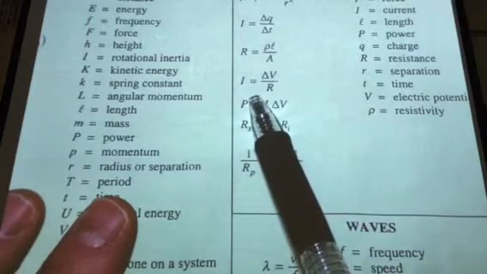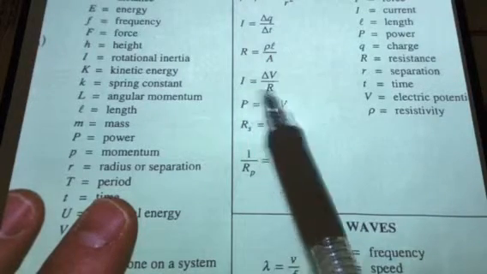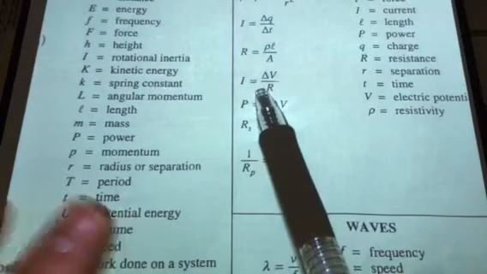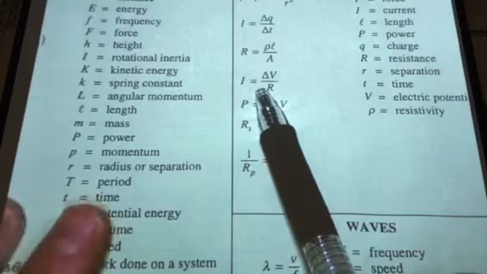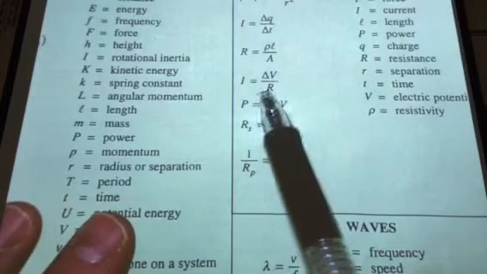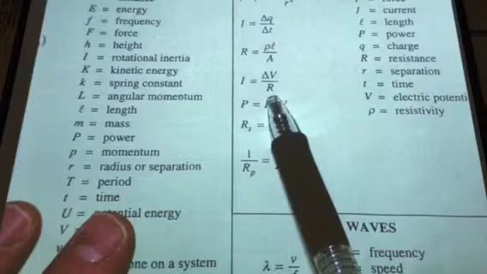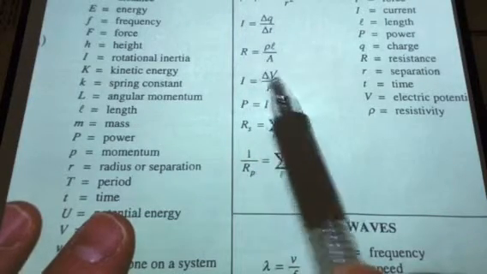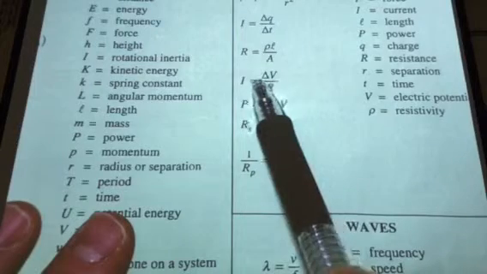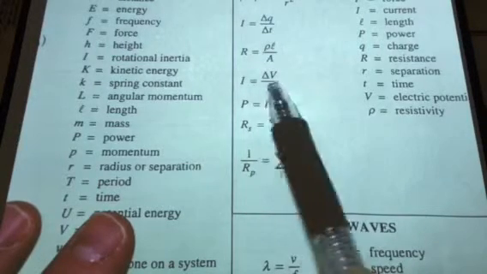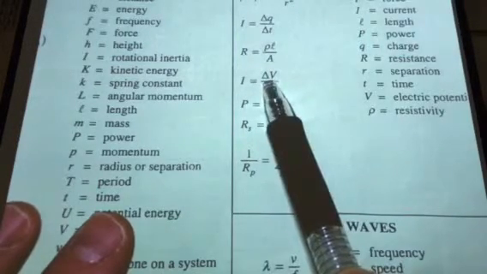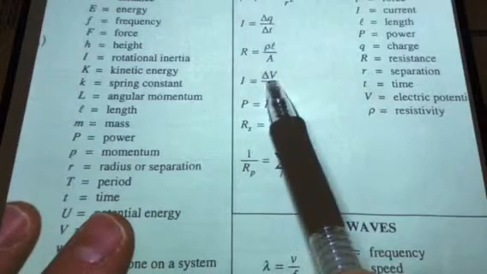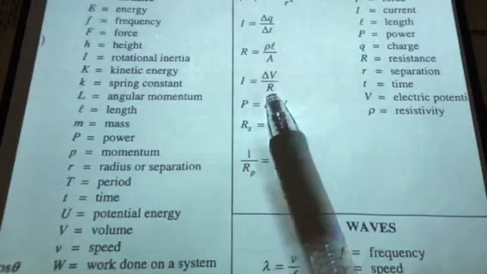What's this? Not really sure. They write it a little differently than me. Any idea what this one is? Ohm's law, yeah. Current is numerically equivalent to the difference in electrical elevation, the change in electrical elevation across an electrical device, that electrical pressure, divided by the resistance, and you get the current.